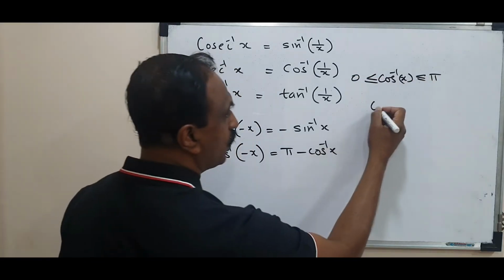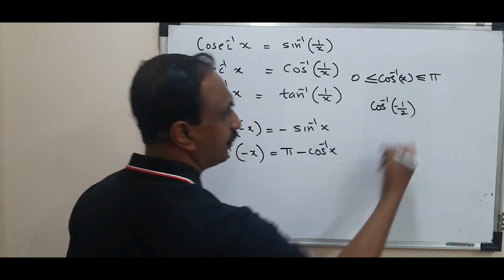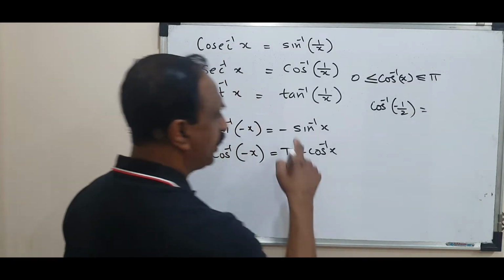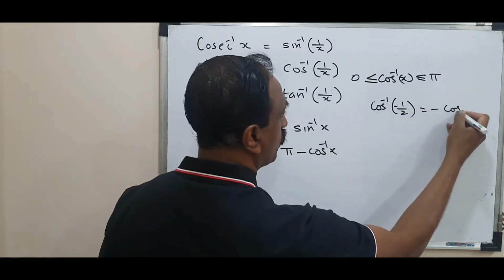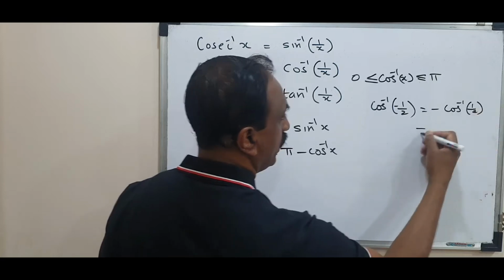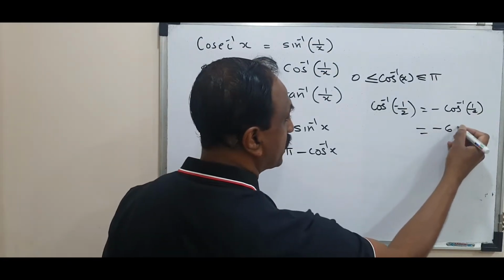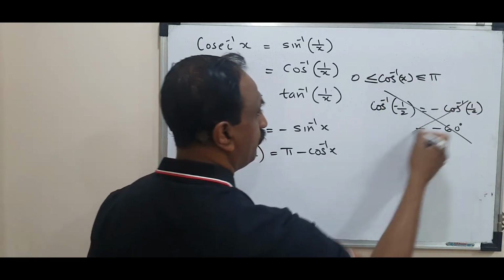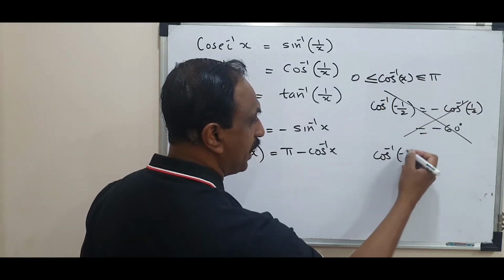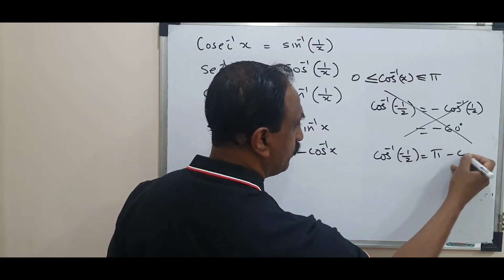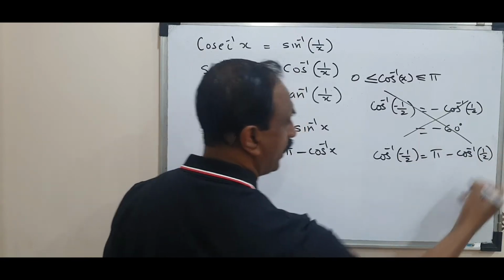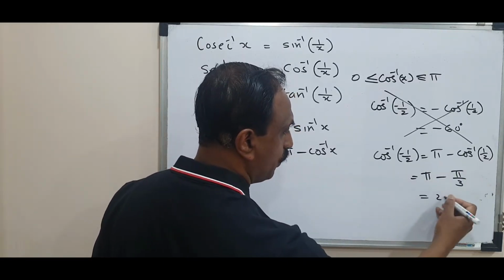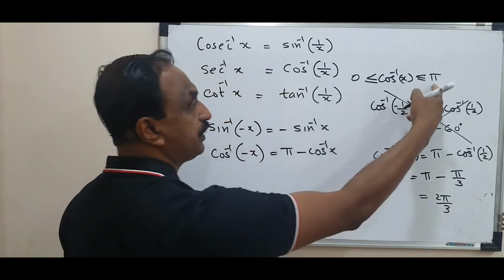So if I write cos inverse of minus half, it should be an angle between 0 and pi. Suppose by chance I use the minus-outside formula. It will become minus cos inverse of 1 by 2, which is minus 60 degrees, which does not belong to 0 to 180. So this is wrong. Suppose I use the cos inverse of minus x formula, pi minus cos inverse x. If I use it this way, you will notice that pi minus pi by 3 becomes your answer, 2 pi by 3, which is certainly a number between 0 and pi.